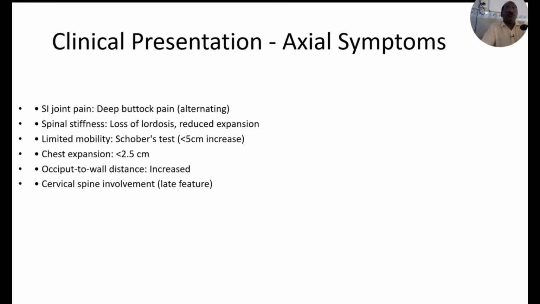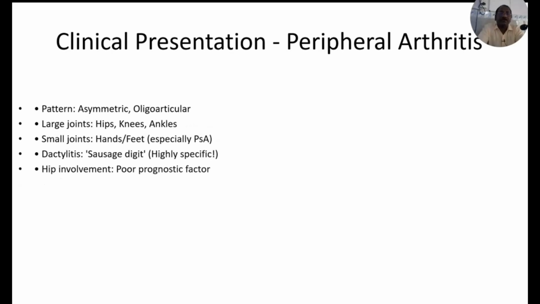Here one differential diagnosis is rheumatoid arthritis. Rheumatoid arthritis never involves the spine except the cervical spine. The peripheral arthritis is mostly asymmetric, oligoarticular, in large joints like hips, knees and ankles, and small joints of the hands and feet, especially in psoriatic arthritis. I have shown you the picture of psoriatic arthritis. The common involvement here is the distal interphalangeal joints and the nails. Dactylitis is nothing but a sausage digit, highly specific. Once you see dactylitis, it is almost like a spot diagnosis that this fellow must be having spondyloarthropathy.